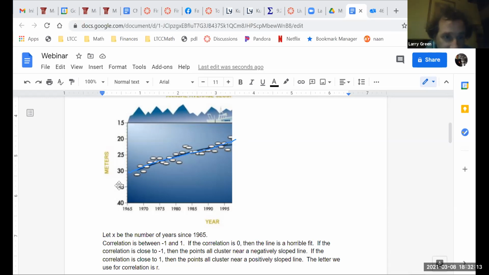But if I did since 1965, now it has some meaning. So what was the y-intercept in 1965? Right? That's the year zero. That's the zero in my new scale here. That's right here. What's the y-intercept?